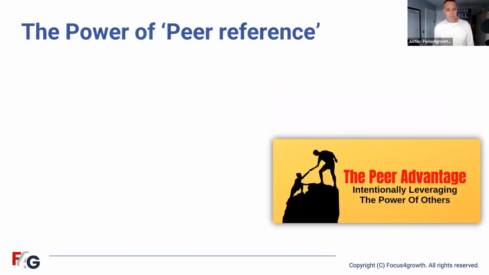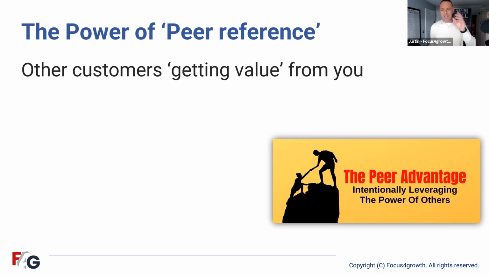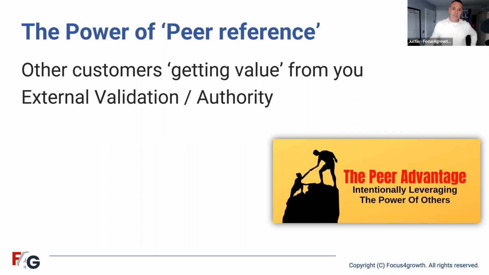And then the third principle is what we call the power of peer reference. So the power of someone else talking about you rather than being you. And when you do this, basically we're talking about other customers that get value from the work we do, tangible value. And when you say to another customer, other customers, or this customer specifically talks about this outcome, right? Then you start to create external validation and authority, even though it's you saying it. So using other customers rather than yourself is really valuable.